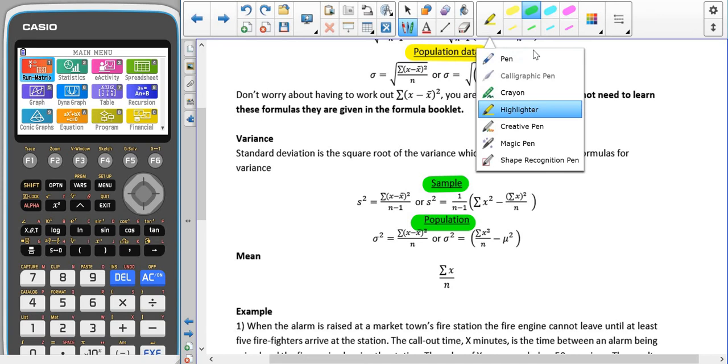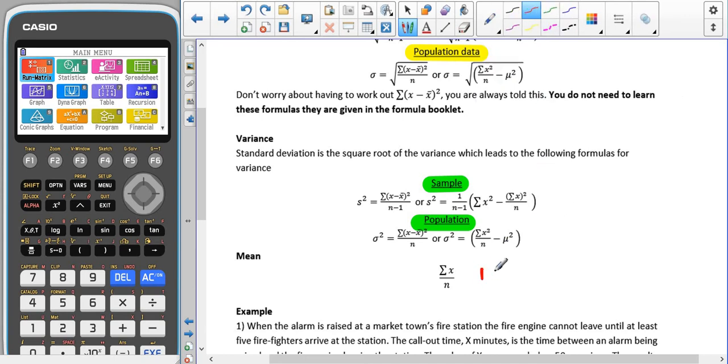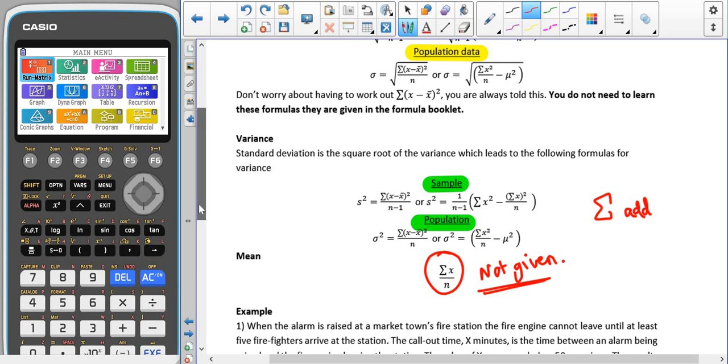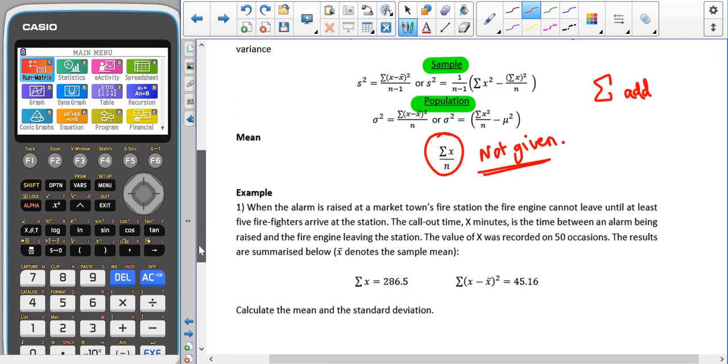Now, unfortunately, for the mean, we are not given this in the formula booklet. So we do have to remember that we use this formula here to calculate the mean. But hopefully remembering from GCSE that we add the values together and divide by how many there are. And this symbol here, this kind of pointy E symbol, is a summation sign, a sigma. And this means that we have added the values together. So this symbol here means to add. So we're going to have a look at some examples of this.